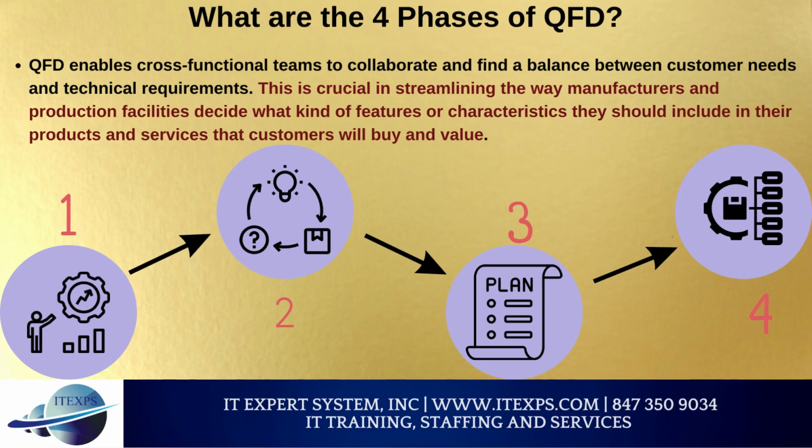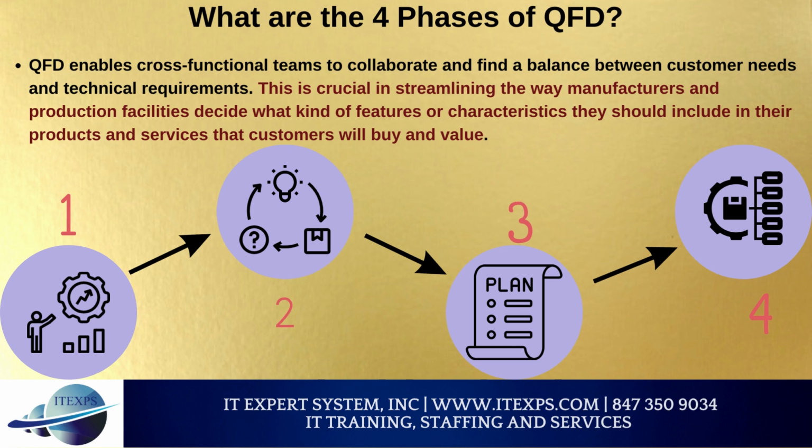What are the 4 phases of QFD? QFD enables cross-functional teams to collaborate and find a balance between customer needs and technical requirements. This is crucial in streamlining the way manufacturers and production facilities decide what kind of features or characteristics they should include in their products and services that customers will buy and value.